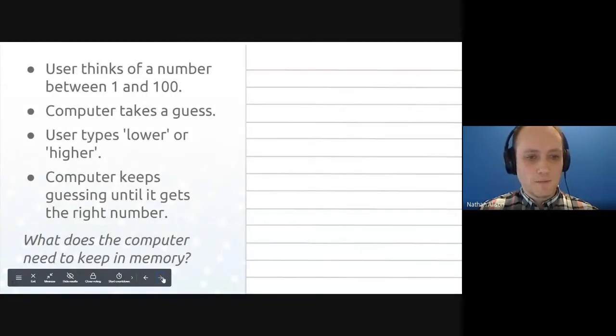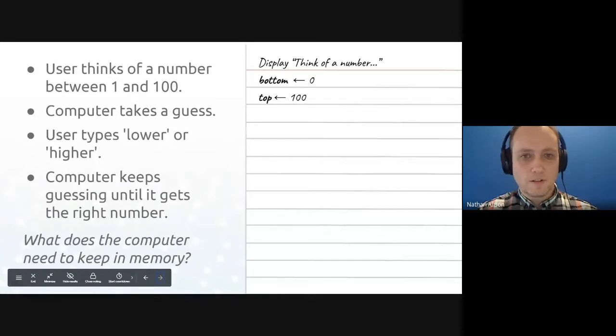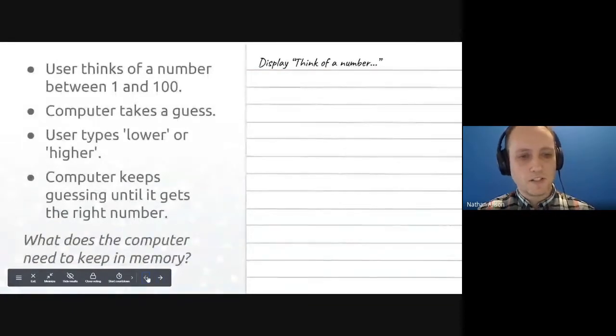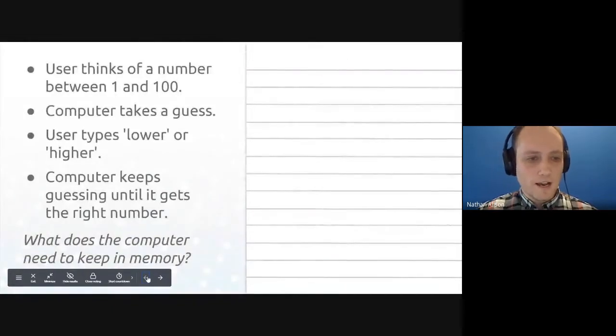So you can see here, my notes are on the left. Here's what I think needs to happen. The user needs to think of a number between 1 and 100. The computer is going to take a guess. The user will type lower or higher. I will just keep the left for now. The computer keeps guessing until it gets the right number. And we might ask ourselves, what does the computer need to keep in memory? And this algorithm, if you want to explain it, is a binary search.